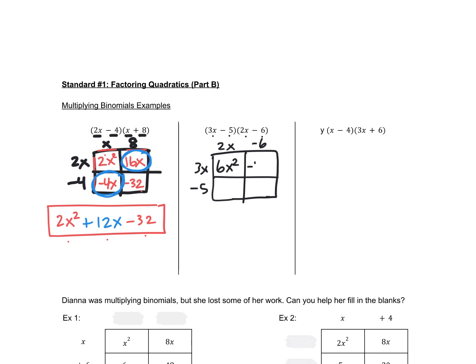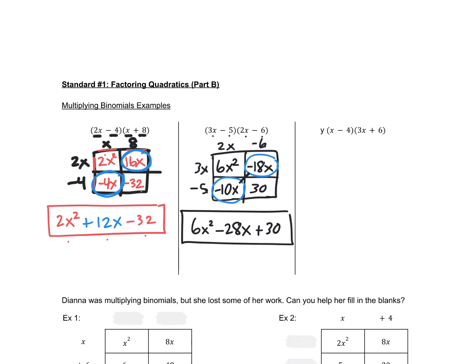3 times negative 6 is negative 18, and I have an x. Negative 5 times 2 is negative 10 with an x. And then lastly, careful here because I have 2 negatives, negative 5 and negative 6 is positive 30. Look on the diagonal, we have like terms. So when I write my final answer, I put the answer from the first box, 6x squared. I combine my like terms, negative 18 and negative 10 is negative 28x. And then my last term is a plus 30.